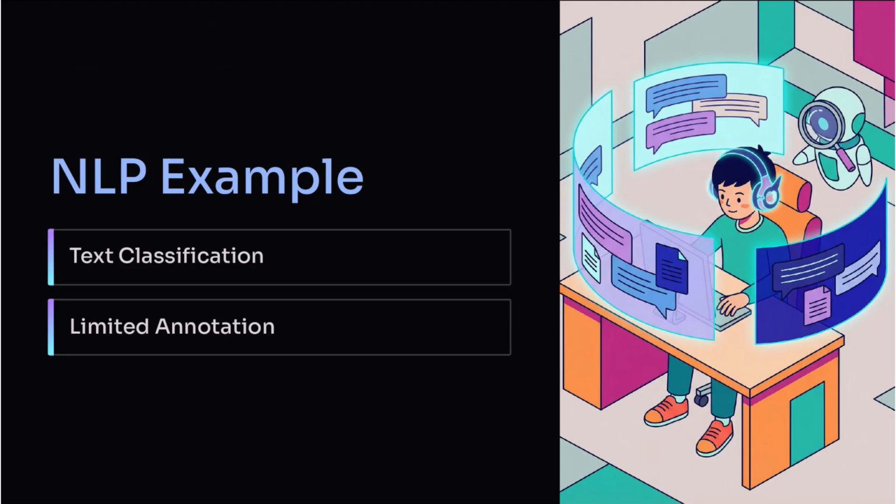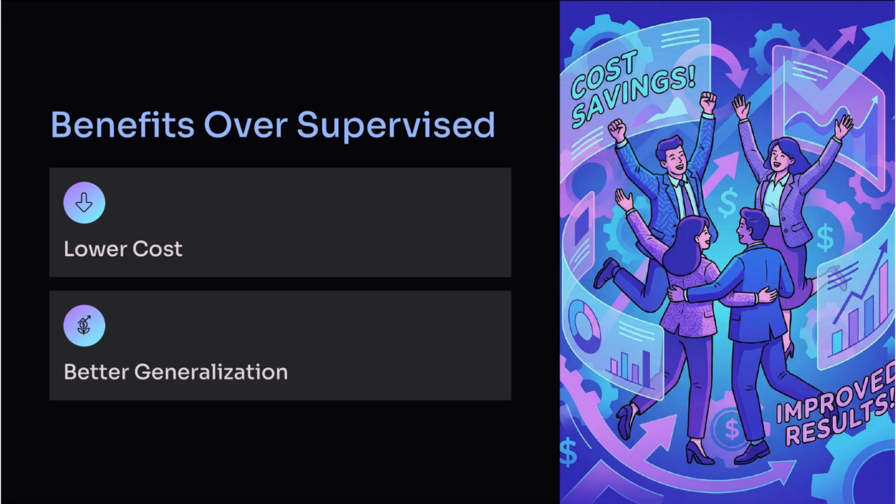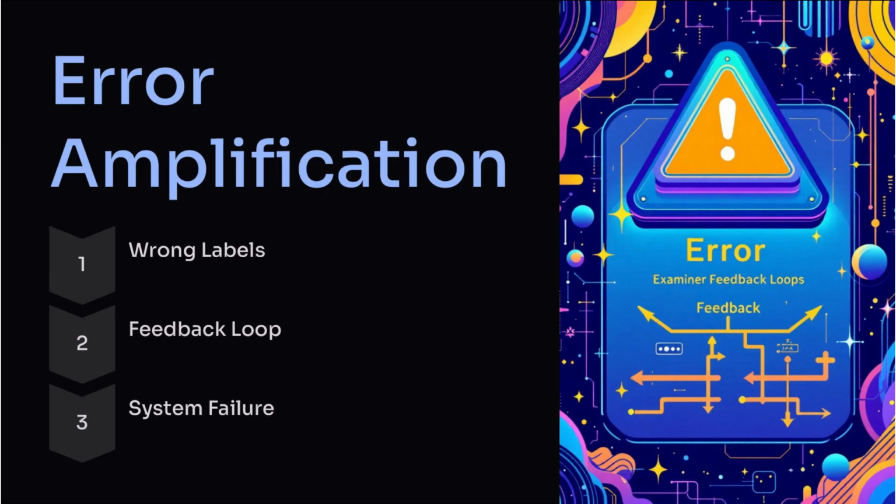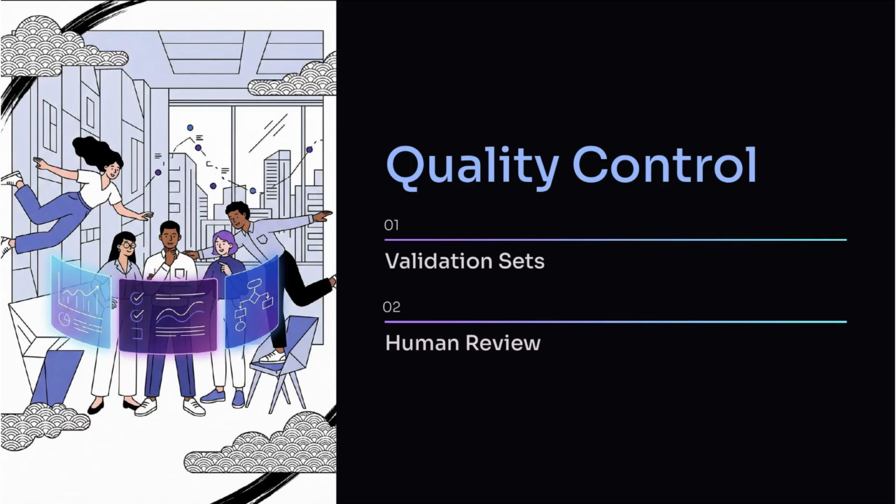Incorrect pseudo-labels can amplify errors. Careful validation is necessary. Quality control includes validation sets and selective human review. Results depend heavily on assumptions about data structure and distribution. Data drift can break these assumptions, reducing effectiveness over time.